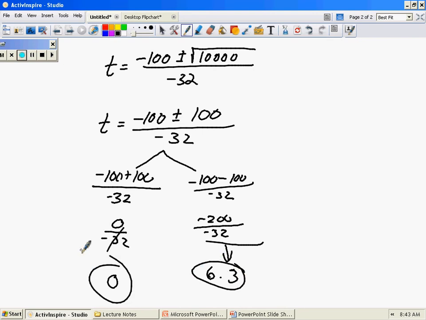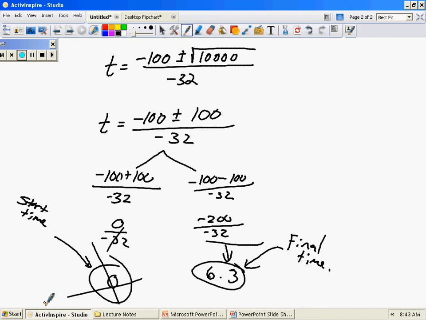Now, I want you guys to label these with me. The smaller number, which oftentimes will be negative, and that's the one we don't really care about, that's your starting time. This last one will be your final time. So my question to you now is, how long did it take to land on the ground? It took 6.3 seconds. So we don't pay attention to the starting time. We pay attention to the final time to find out how long it took to land on the ground. Okay?